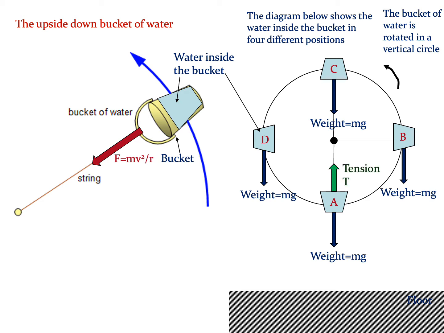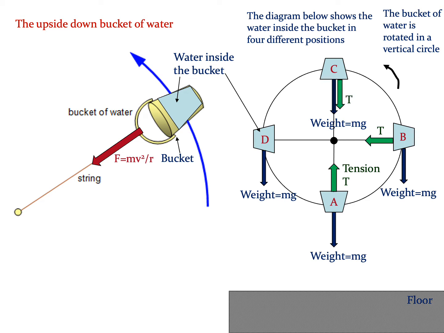I'm going to label it tension T here because that's the original cause of this force, but it's the tension T pulling on the handle which pulls on the bucket, which actually pushes the base of the bucket up onto the water. That tension force is pulling on the bucket and therefore on the water at all positions, and you can see at position B, that's where that tension force is pulling the water.